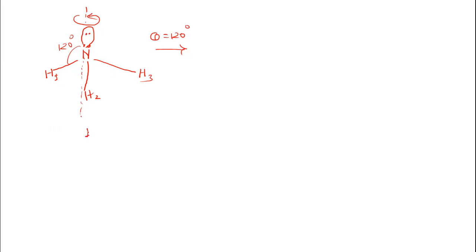This is the original configuration. Then rotating this by 120 degrees, what happens here? We get an equivalent configuration. Now hydrogen 1 will be here, hydrogen 3 here, and hydrogen 2 here. This is the first symmetry operation, carried out along the axis by 120 degrees.